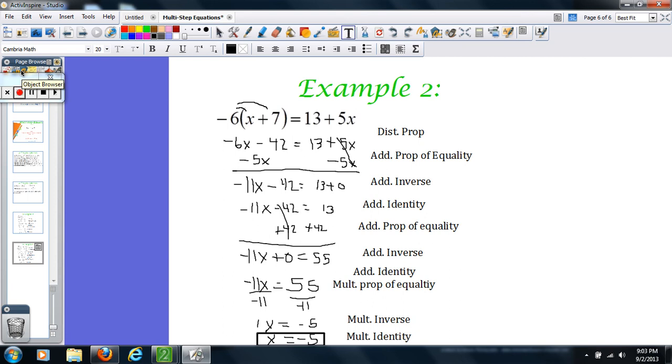Tomorrow we're going to be having a worksheet covering solving multi-step equations. And that'll be Thursday. Thursday night there will not be any notes. And then Friday you guys will be doing a group activity doing multi-step equations. And then there will be notes over the weekend.